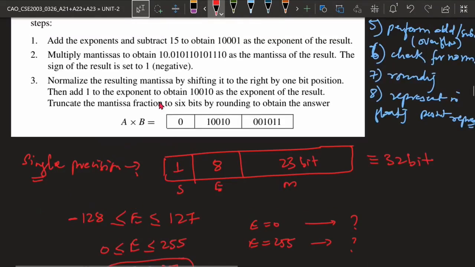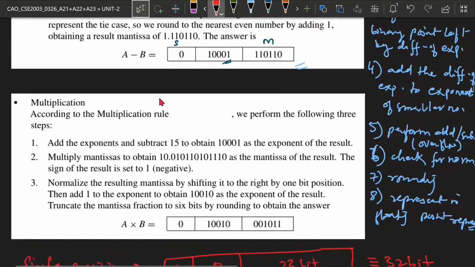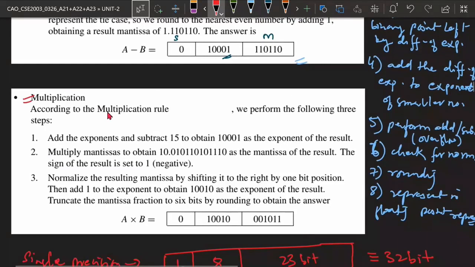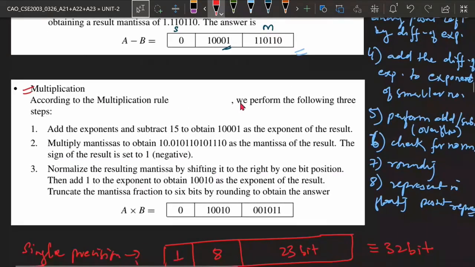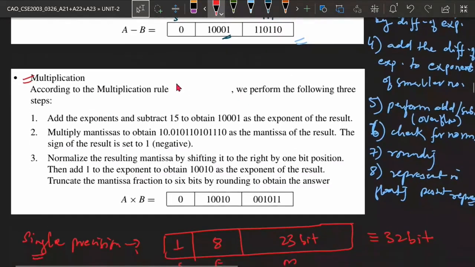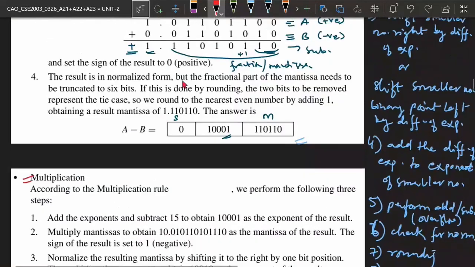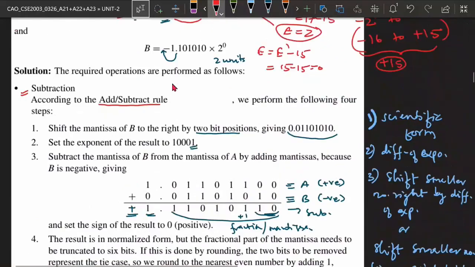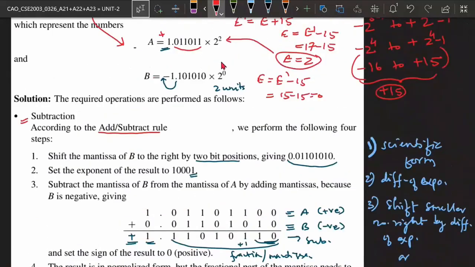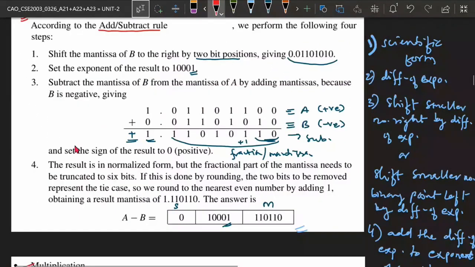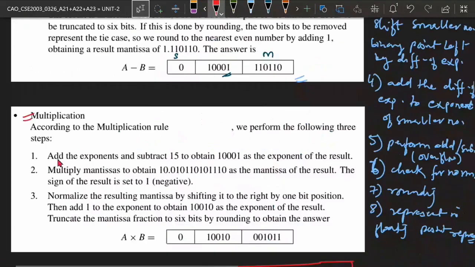Next we will do multiplication. Once we are going to multiply these two numbers, A and B, we need to add the exponents. Whatever the exponents are, here 2 is there, here 0 is there. So the first step is to add the exponents and subtract 15 to obtain the exponent result, because it is excess 15.